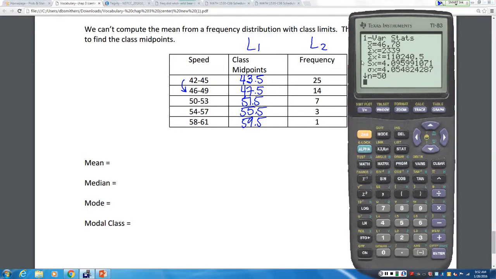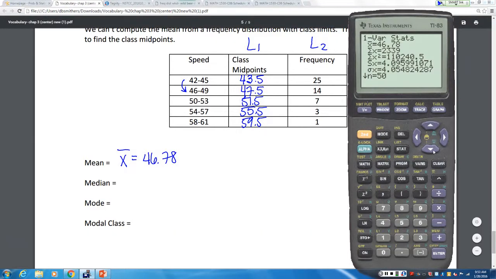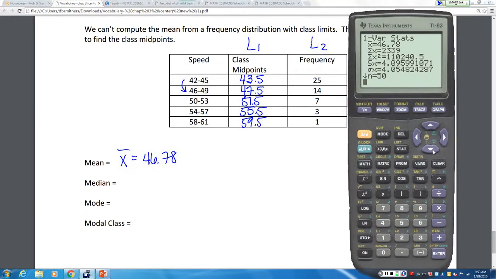So what's my mean going to be? First of all, are we told this is a sample or a population? I don't think we're told. Does it say? I'm going to assume a sample. This is not every single car that came by that place. So we're going to say x bar equals 46.78. How do you find the median again? The middle physical number. Sure, but how do I find it on the calculator? Scroll down. Yep, scroll down. Oh, great. There it is.